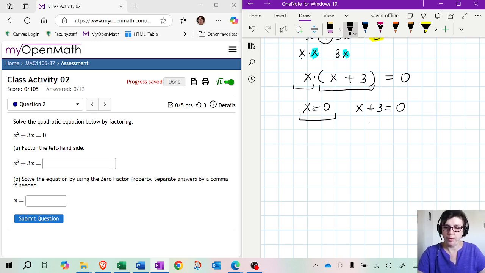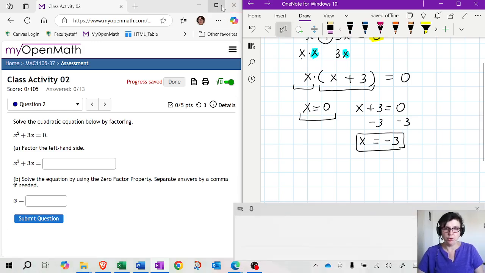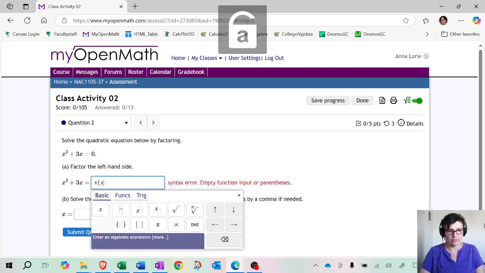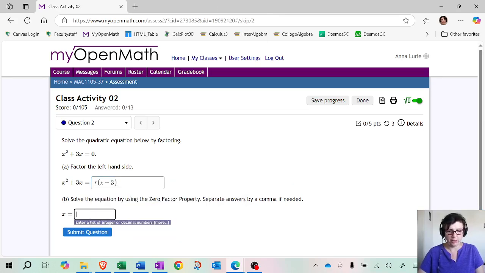But here, we want to subtract 3 from both sides to solve that for x. So that's going to be our next solution. That's x equals negative 3. And as usual, whatever solutions you think you got, plug them into the original equation. So I think that this is going to be my factoring. And I think that the answers would be 0 and negative 3, but let's check that out.